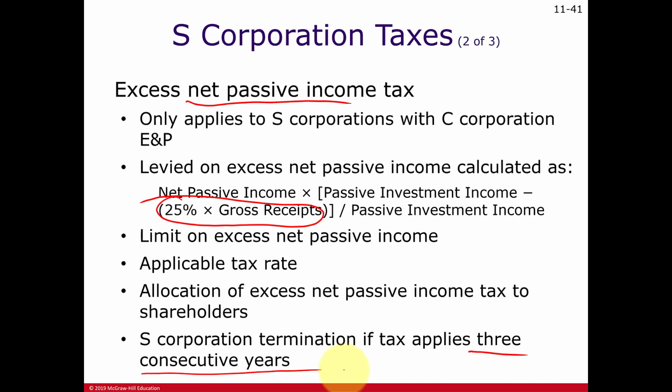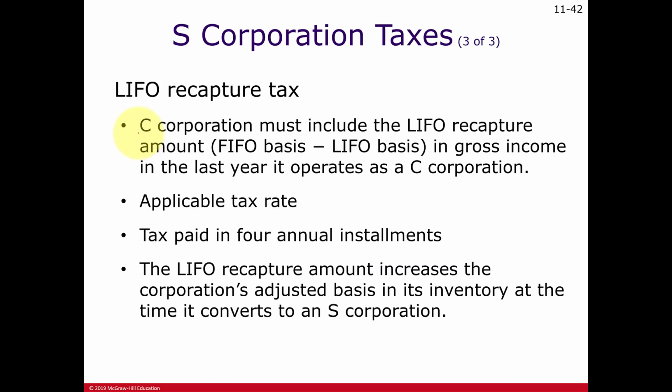The thinking here is that if you have earnings and profits from when the corporation was a C-type corporation, they want to force you to start paying out dividends, and the shareholders get taxed as ordinary income. So this, again, 21% rate on this excess net passive income only applies if the corporation has earnings and profits. If you don't have any earnings and profits from the time you were a C corporation, then this tax would not apply. Let's look at one more tax that the S corporation may have to pay.